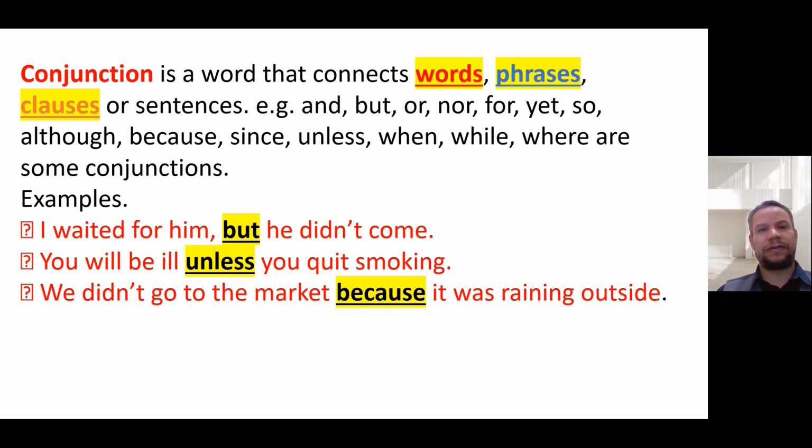What is the conjunction here? Yes, but. Another example: you will be ill. Another sentence: you quit smoking. So you will be ill unless you quit smoking. What is the conjunction here? It is unless. Yes, that's right. So unless is a word that connects, joins, combines two simple sentences into one sentence.